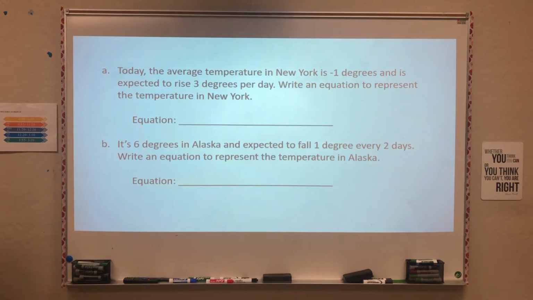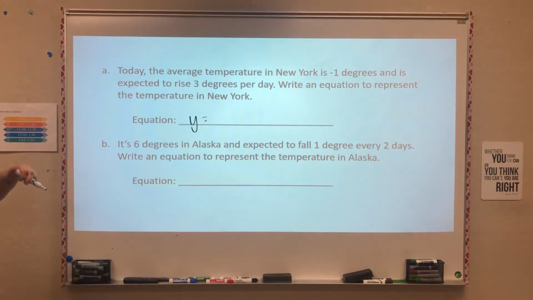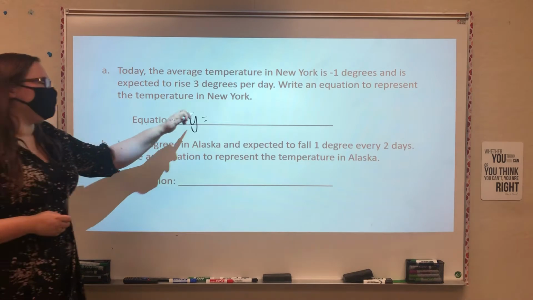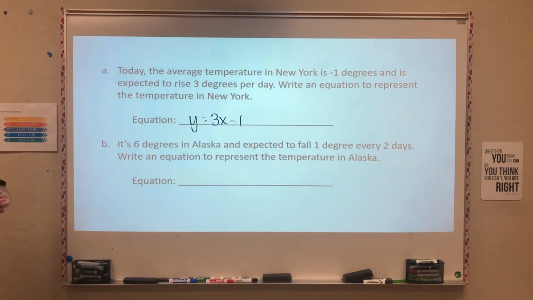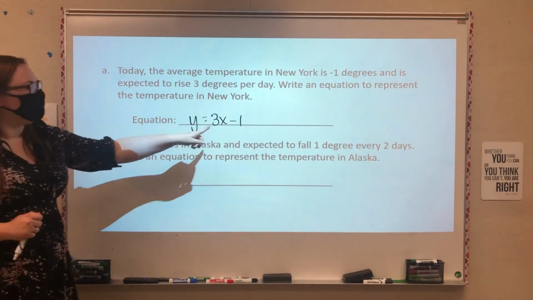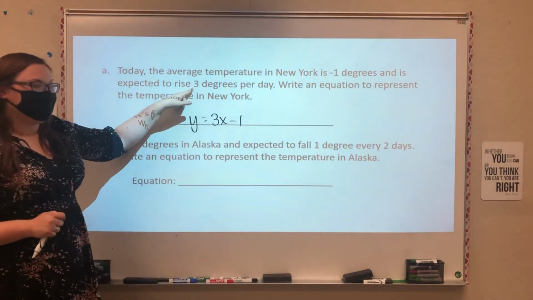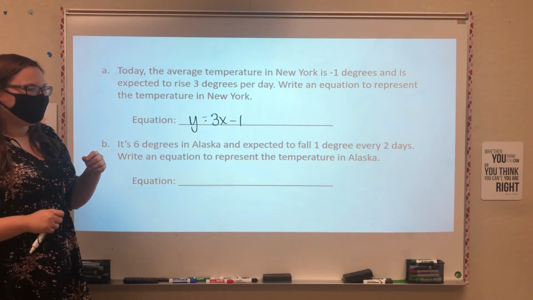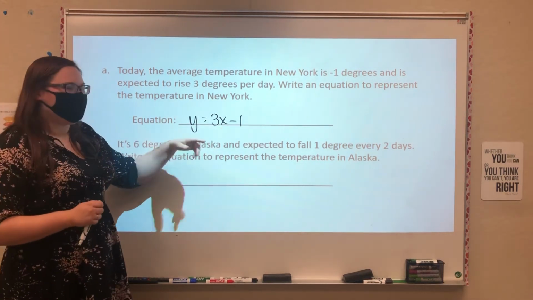Do like y equals 3x minus 1. Ooh, look at you already putting it in slope-intercept form. Tell me where you're getting this from. So the -1 is the y-intercept, which is where you start. And then each day you go up by 3 degrees, so that's the 3x. X meaning each day. And I love how you're telling me what the variables represent too.